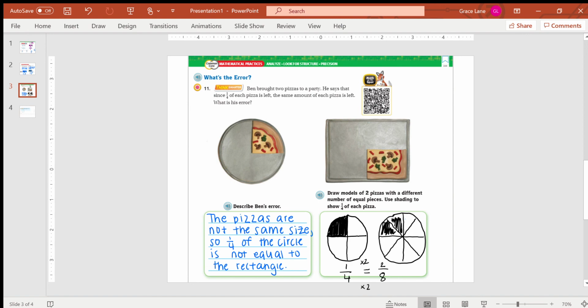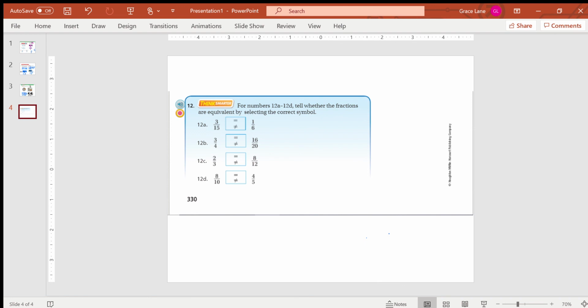All right, if you have not already tried any on your own, go ahead and try the last 4 on your own. It says, tell whether the fractions are equivalent by selecting the correct symbol. Okay, so pause here, try them on your own. You can show your work wherever you have room. Check back at the end, see if you're right.